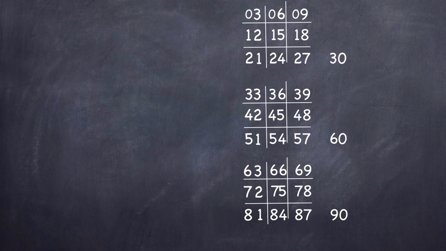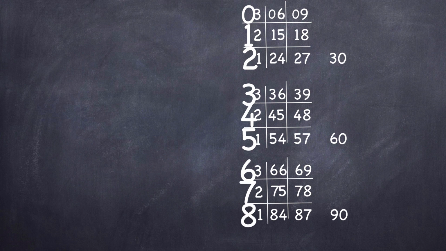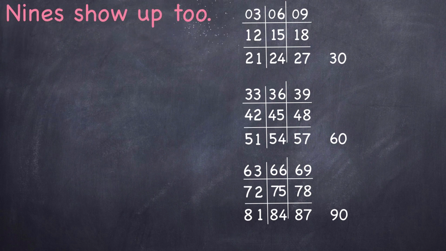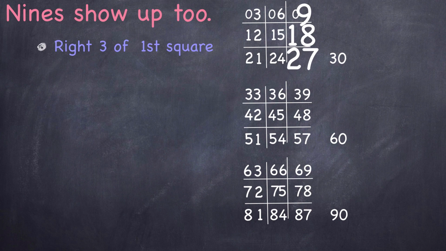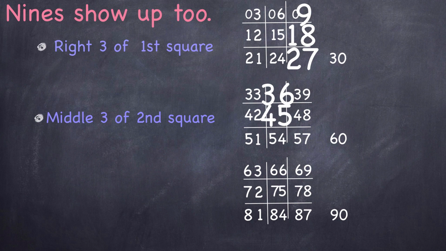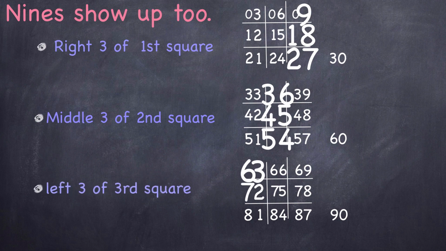Now, when we stack them up here, you can take a look at them, and you can see the tens digits are 0, 1, 2, 3, 4, 5, 6, 7, 8. Real simple. Now, let's see where the 9's show up. In the right column of the first square are 9, 18, and 27. In the middle square are the middle column, 36, 45, 54. And in the left column of the third square, 63, 72, and 81. And those are our 9's in that simple pattern.